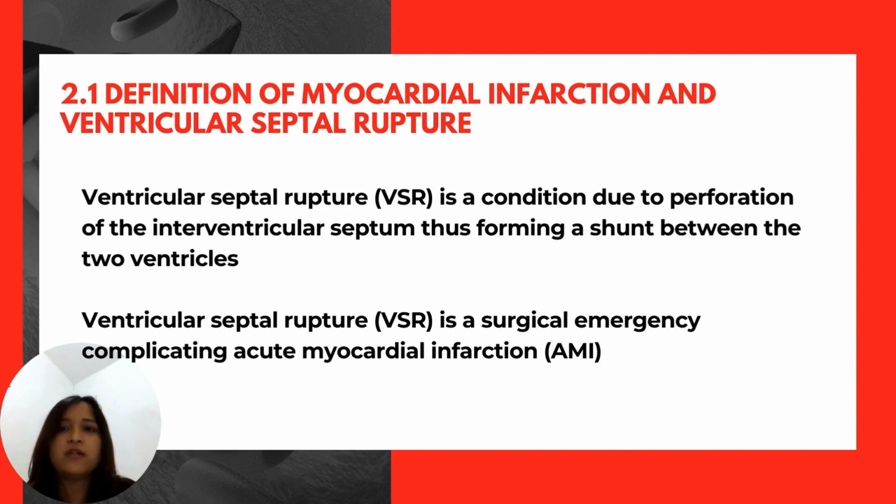So, ventricular septal rupture or VSR is a condition due to perforation of the interventricular septum, thus forming a shunt between the two ventricles. VSR involves coagulation necrosis that occurs due to the denaturation of proteins caused by a reduction in oxygen supply to the myocardial tissue. Ventricular septal rupture is a surgical emergency complicating acute myocardial infarction or AMI, calling for closure of the septal defect along with coronary artery bypass grafting in symptomatic patients.